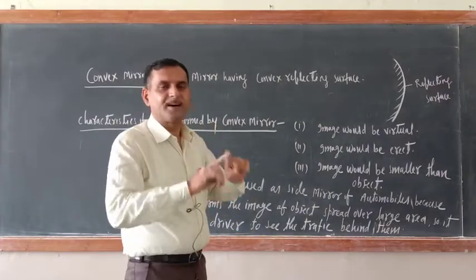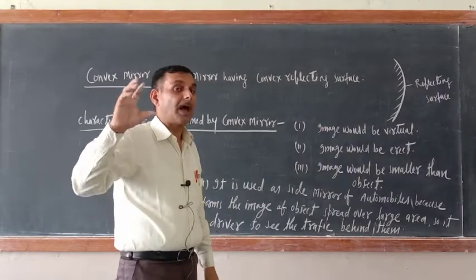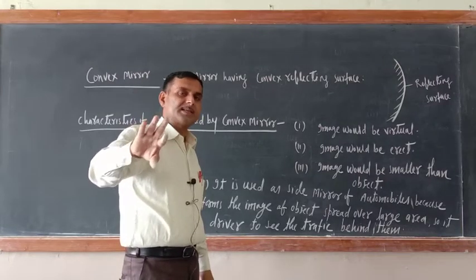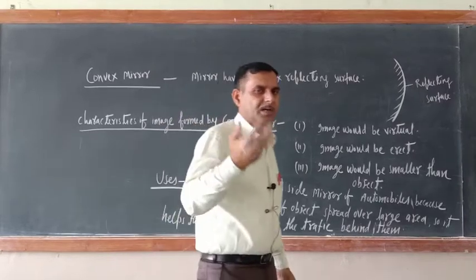Now the next one is the lens. Lenses also have a reflecting surface, but try to understand, lenses are a bit different from mirrors. How they are different, I will tell you.